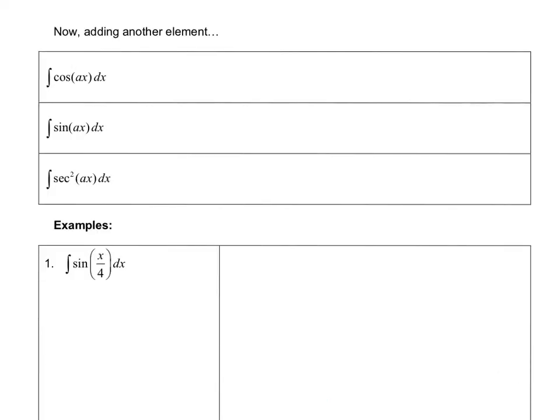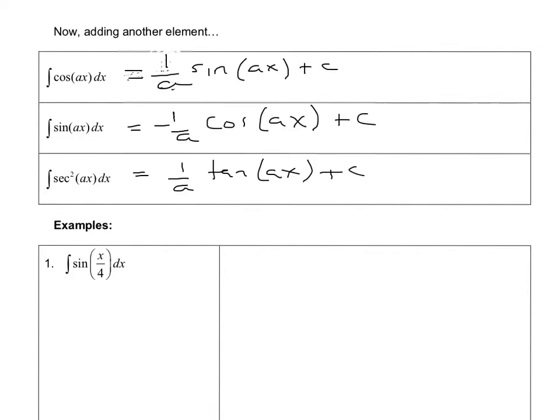Okay, well, the next part now says let's add another element, meaning let's add a constant inside the bracket. In that way, when I take the antiderivative, or the integral, I need to remember to divide by the derivative of the inside bracket. When I take the integral, here you'll notice that the integral of cos ax is 1 over a sine ax. So please remember that the bracket doesn't change, it stays the same for each of them.